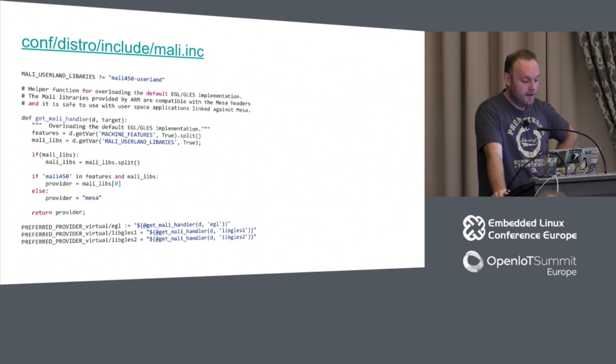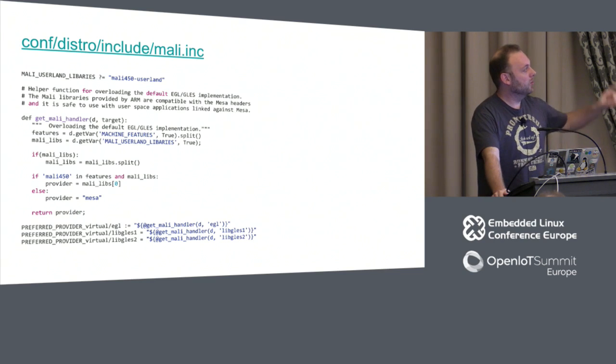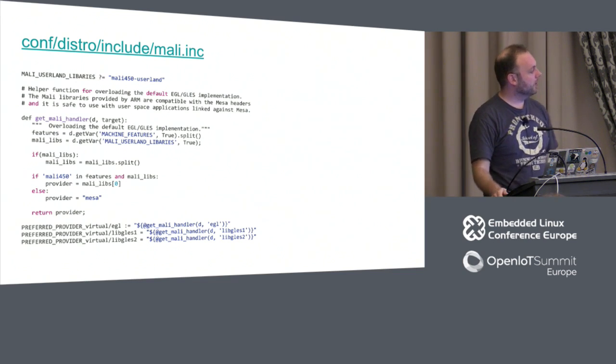The downside of this recipe is that if you don't have a Mali machine, it will automatically set it to Mesa. So now your distribution supports Mesa or Mali and not any of the others, which isn't a problem for the distribution at work yet, but this needs some improving.